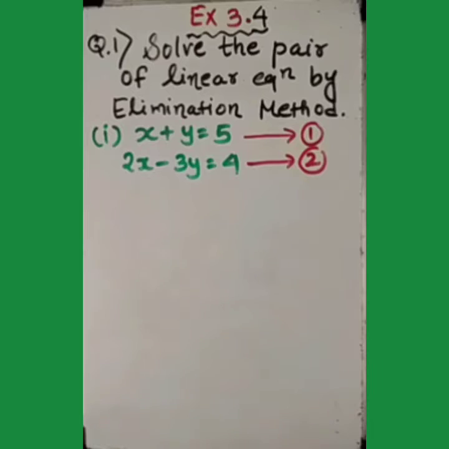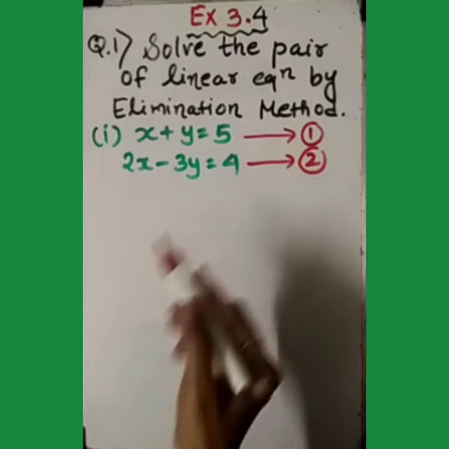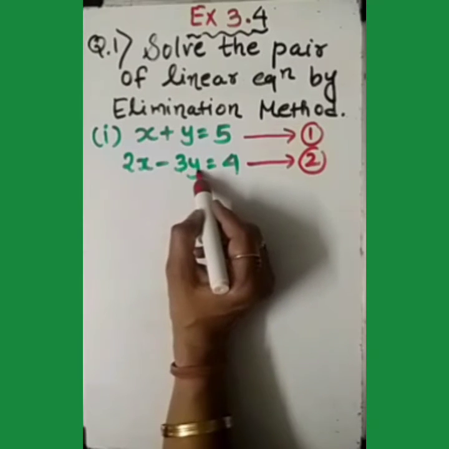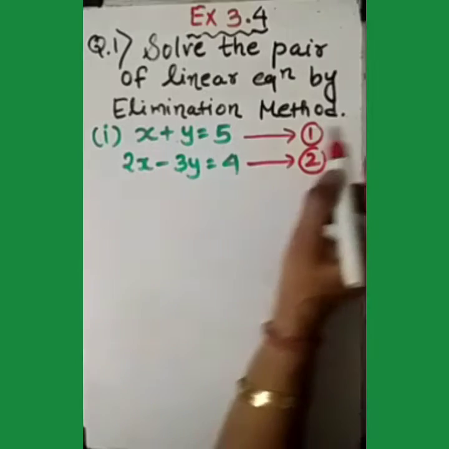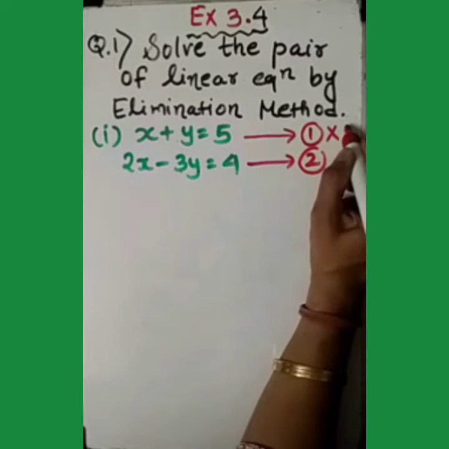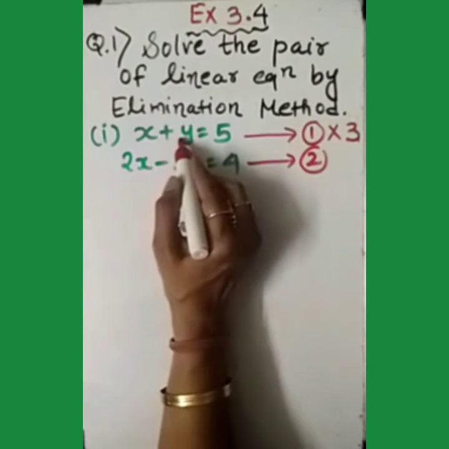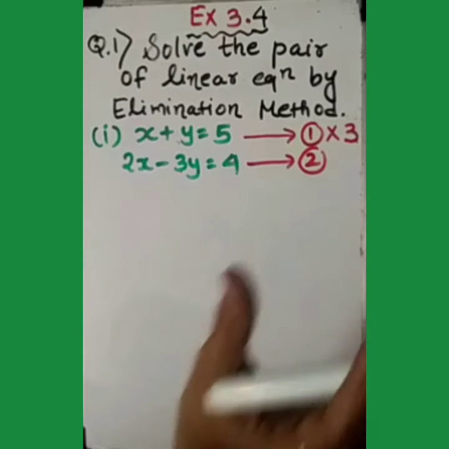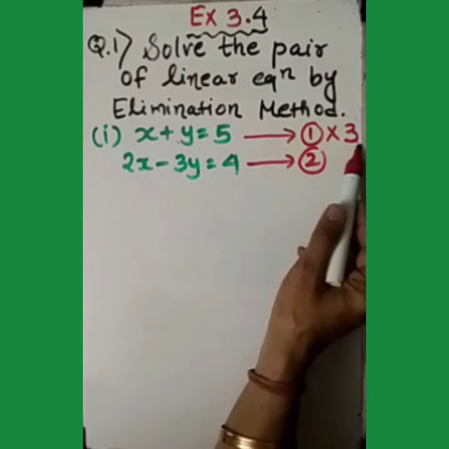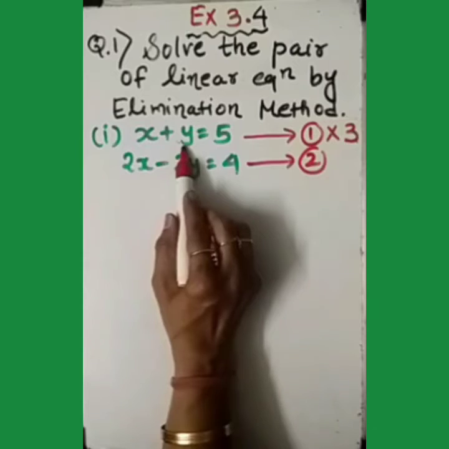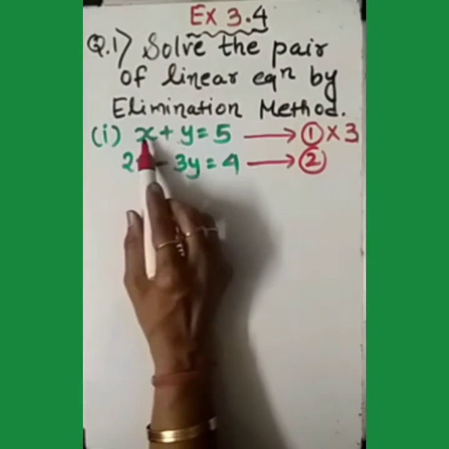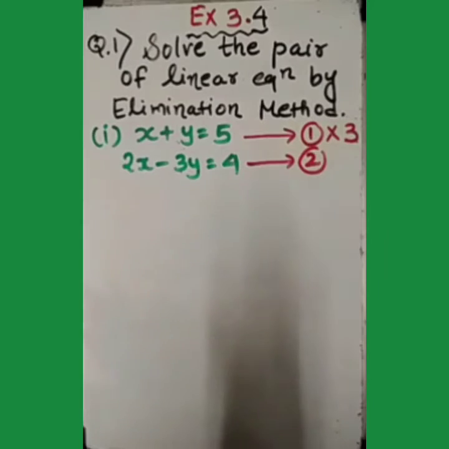But as I told you, the coefficients should be similar, with the opposite sign. But here you can see it is 3y, and here it is only y. So if I multiply equation number 1 by 3, then automatically this will be 3y. But remember, dear student, while multiplying, be careful. We do not multiply only the required terms, we need to multiply this and this also. Means the full equation will be multiplied by 3.